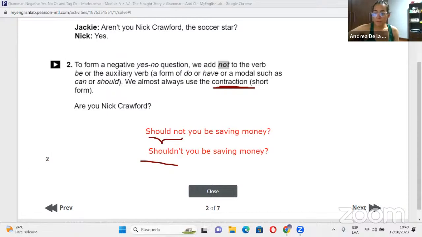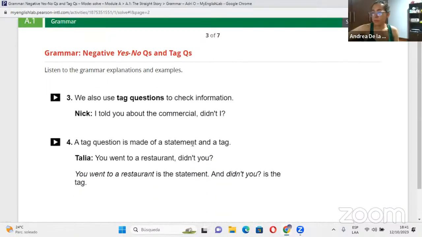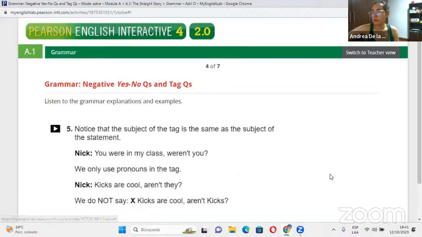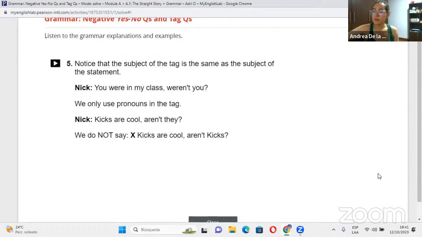Is that okay so far? Yes, yes. Okay. And well, these are tag questions, but before we go to tag questions, let's continue seeing, because we have seen tag questions, right?